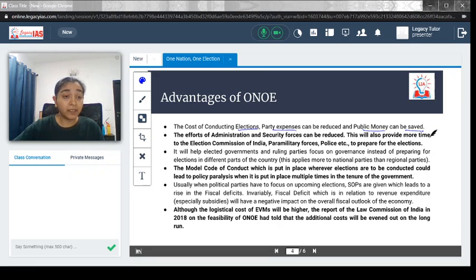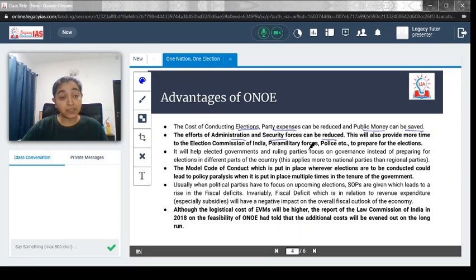We know that elections in India are a very costly affair. So if it is held only once in 5 years, it will definitely mean a saving of public money. Then the efforts of administration and security forces can be reduced. For example, whenever there is an election for a booth, there has to be a presiding officer, who will be scheduled. Then the security guards have to be in place. So all these things put in extra effort.